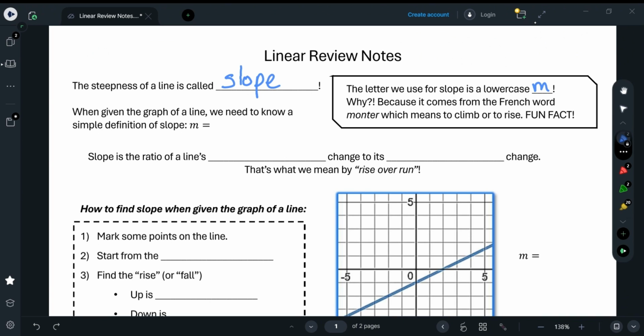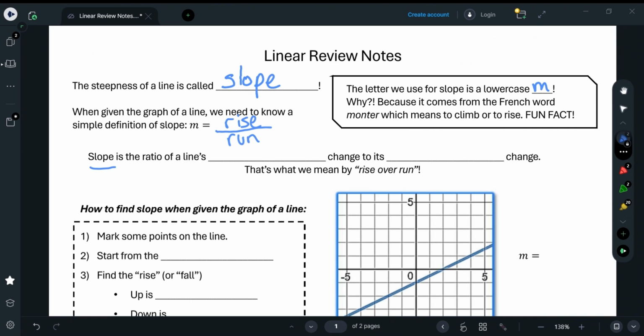When given the graph of a line, we need to know a simple definition of slope. So what does it mean? m, our slope, is equal to, we're going to make a fraction line here. In the top of the fraction is going to be rise, and in the bottom of the fraction is going to be run. Rise over run. Hopefully you've heard that before. The rise is how much the graph is going up or down, and the run is how much the graph is going from the left to the right.